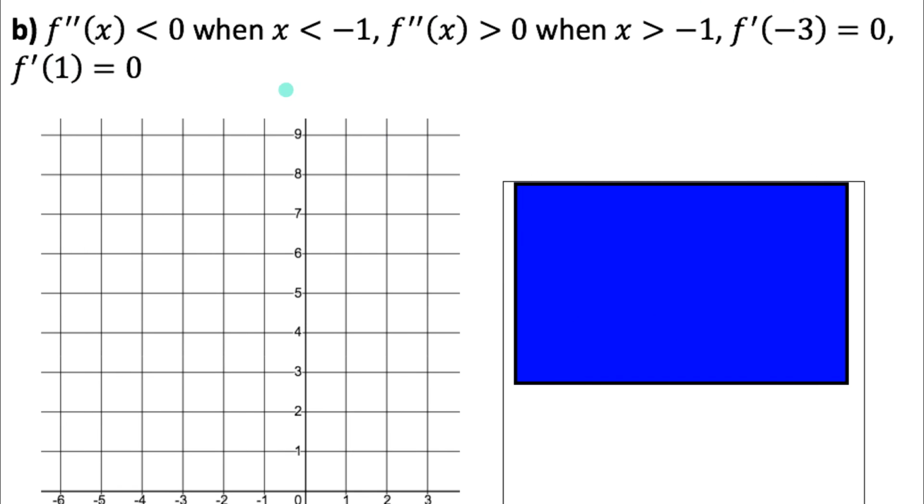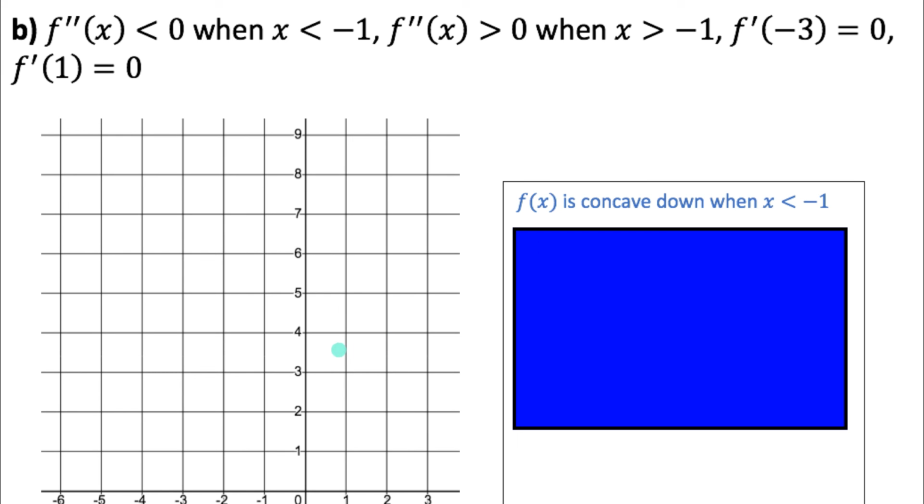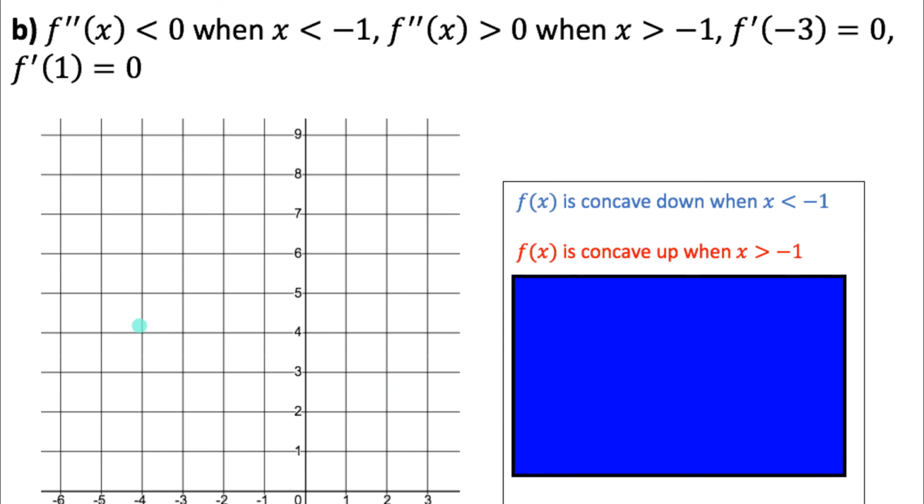B. f double prime of x is less than 0 when x is less than -1. Okay, so that means it's concave down when x is less than -1. f double prime of x is positive when x is greater than -1. Okay, so it's concave up when x is greater than -1.